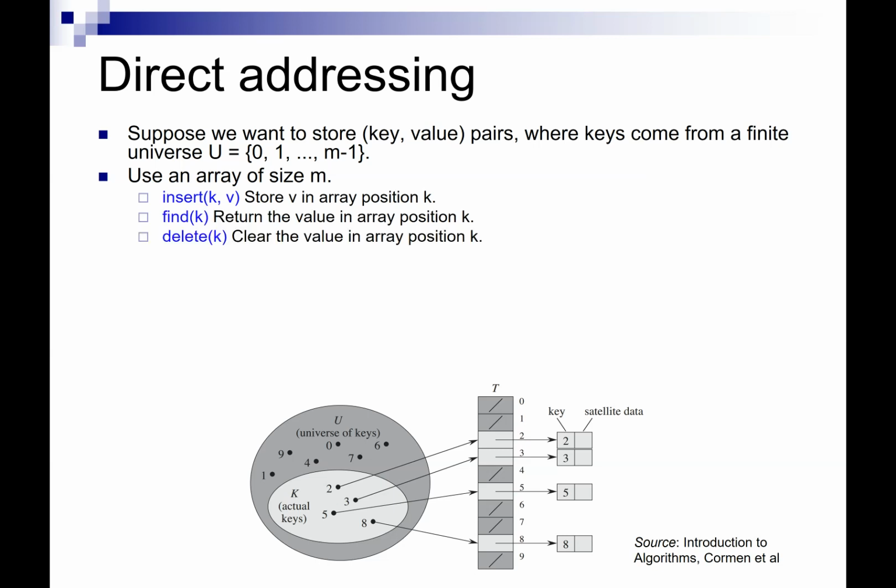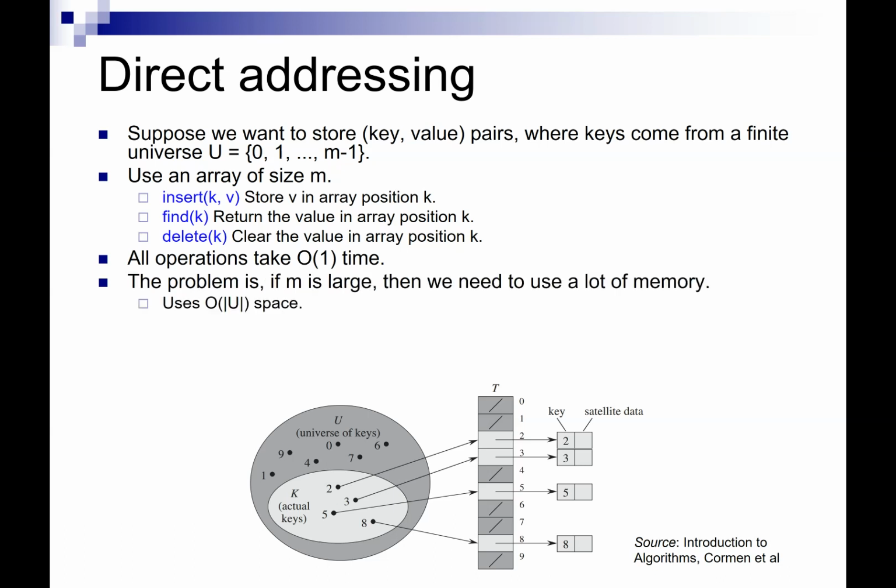All right, and then now if you want to do the find operation, then just go to position k in the array, and then if there's a value there, just return that value. Otherwise there was no key for that position. And if you want to delete something, again just go to position k and delete the value there. Of course, all of these operations now take constant time. So that's very good.